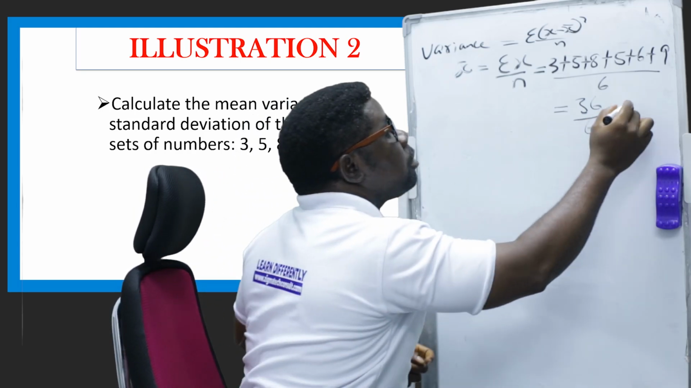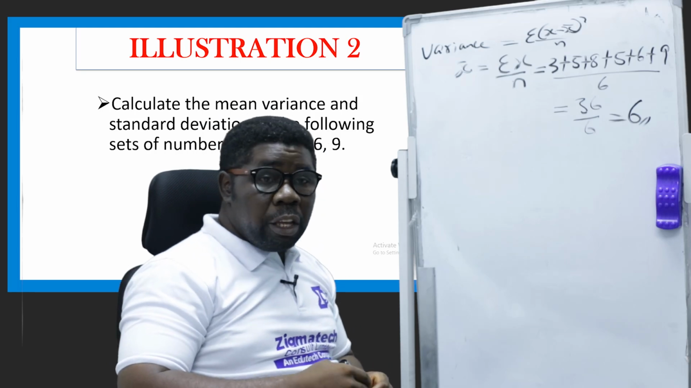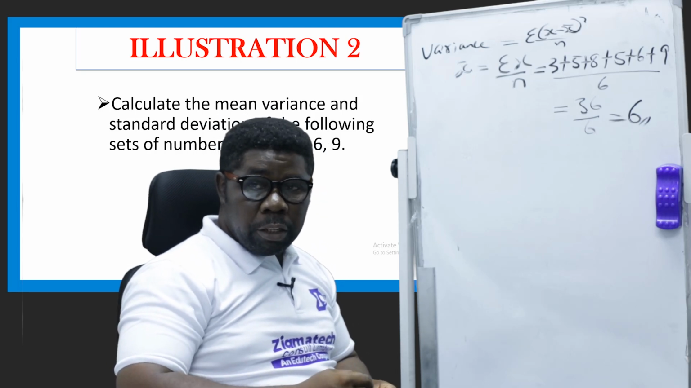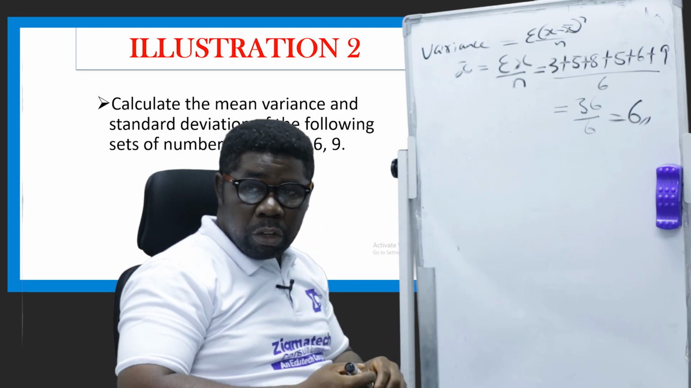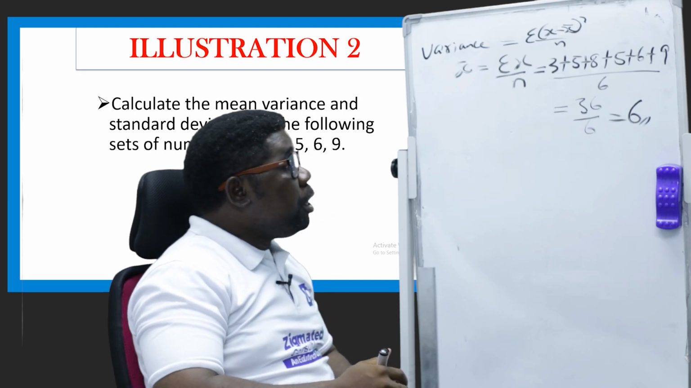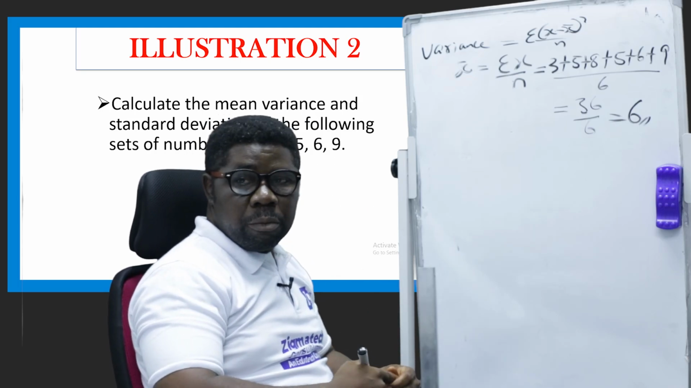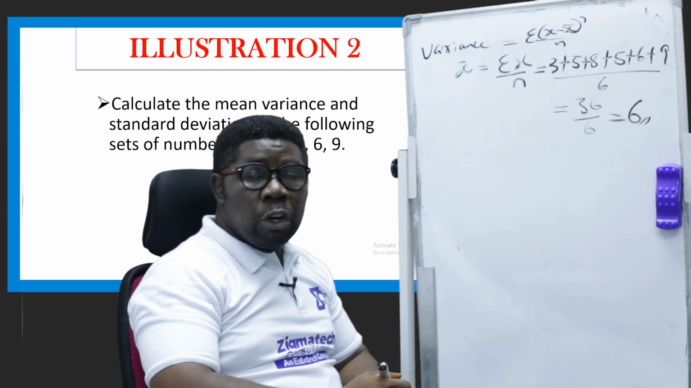So our answer is 6. I want you to not guess figures. If you're not very sure, don't just assume figures. Make sure you verify your figures before you go on. So our mean here is 6. Now we apply the formula for variance for ungrouped data.